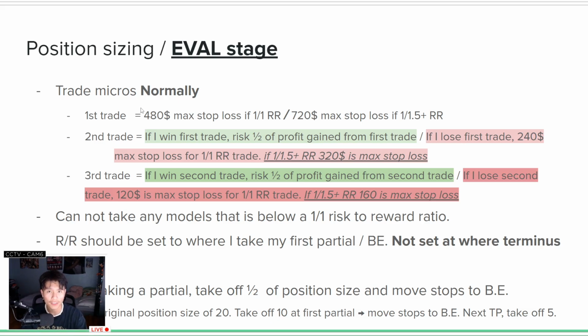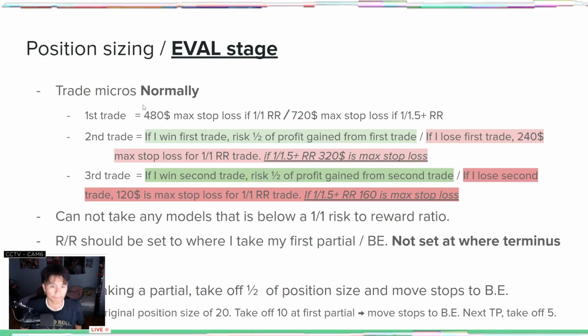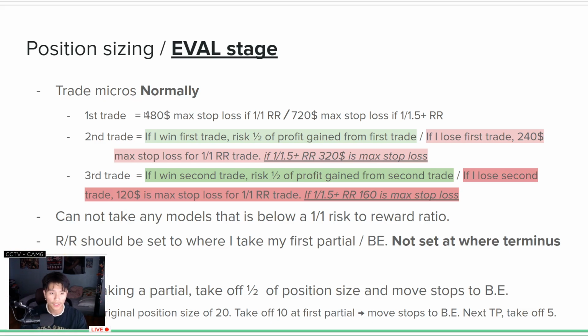So my very first trade of any trading day, I'm going to evaluate: am I going to be trading normal size, or am I going to be de-risk? And let's just say I'm trading normal size today. My very first trade, I will always be risking either $480 if the risk to reward is 1-to-1, or if the risk to reward is 1 to 1.5 or higher, then I'll be risking $720. And I'll show you guys some examples of that later.